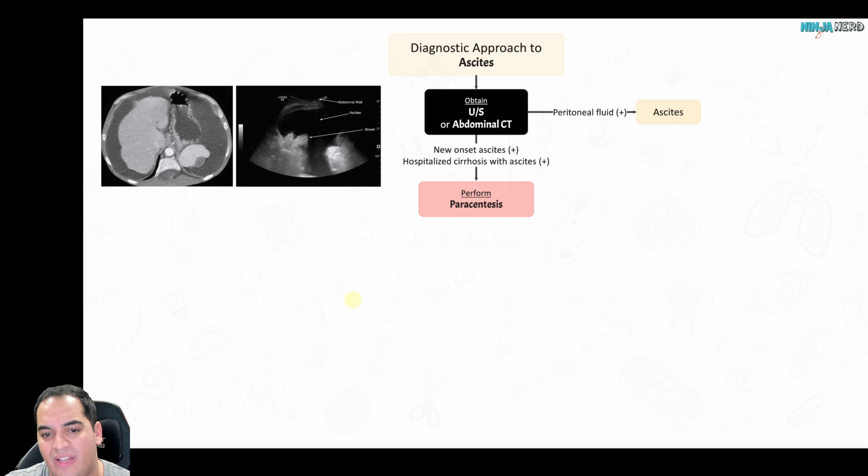If you do that and the SAG comes back at greater than 1.1, that tells me, okay, that means that the ascites albumin is low. That's portal hypertension related. That's transudative effusions.